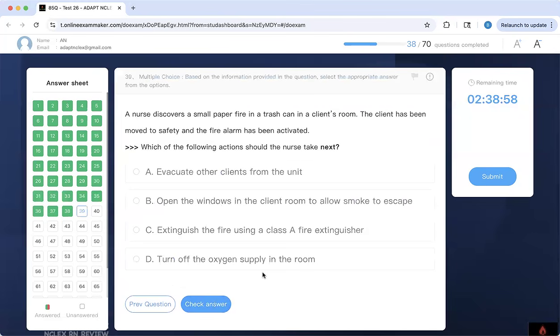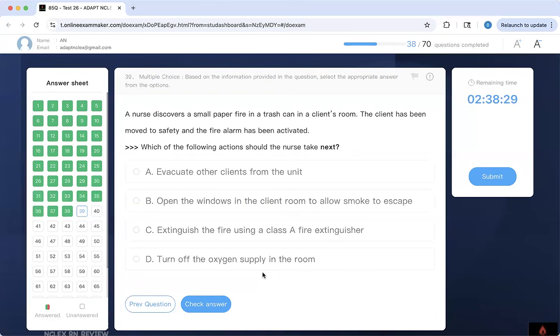And let's discover a small paper fire in the trash can in the client's room. The client has been moved to a safe place and the fire alarm has been activated. Which of the following actions should the nurse take next? Evacuate other clients from the unit, open the window in the client's room to allow smoke to escape, extinguish the fire using a Class A fire extinguisher, turn off the oxygen supply in the room. What do you think?